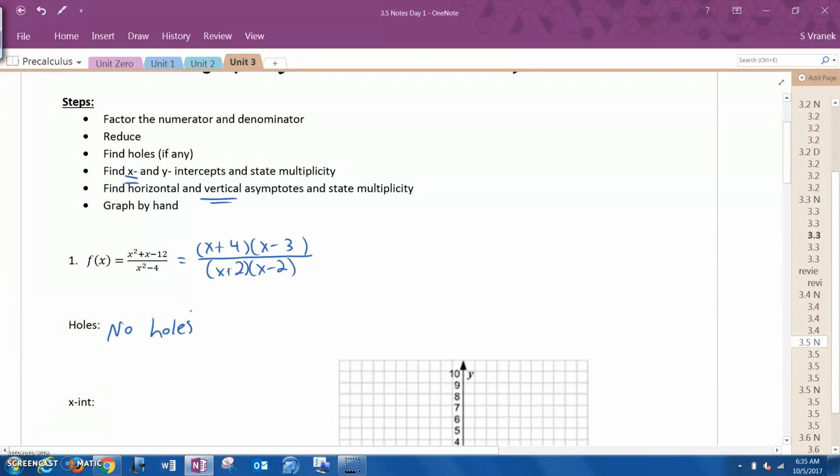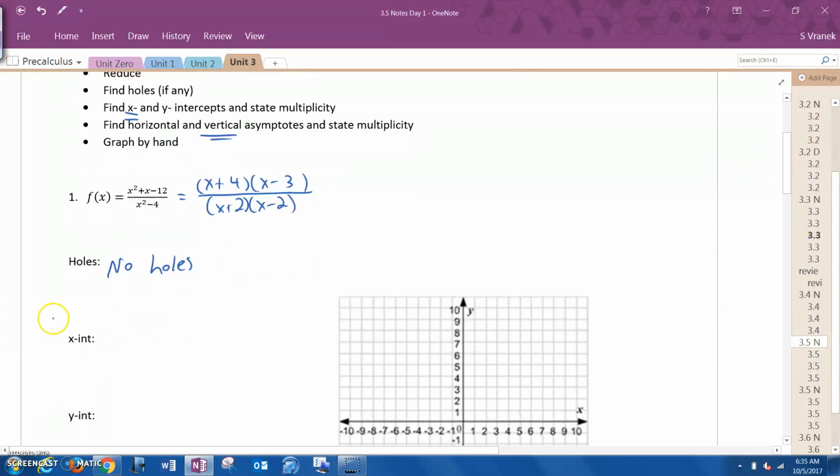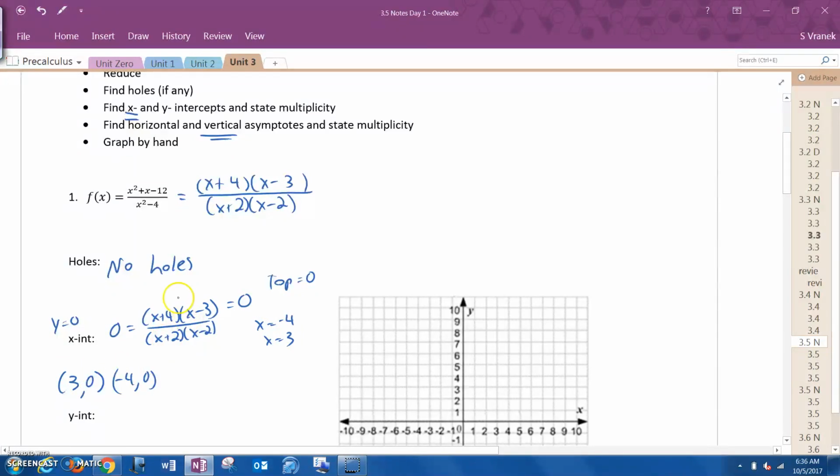Next, we have to find the x-intercept, which means that's when y is equal to 0. So if we look at this, in order for the fraction to be equal to 0, the top needs to be equal to 0. You don't do anything with the bottom, because you can't have a 0 on the bottom. So if you set the top equal to 0, you get the x-intercepts. You get the points 3, 0 and negative 4, 0. Since they are both to a power of 1, they both have a multiplicity of 1.